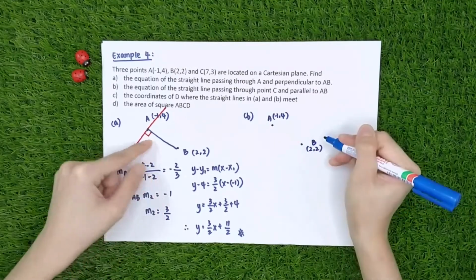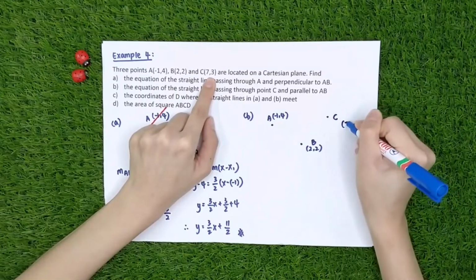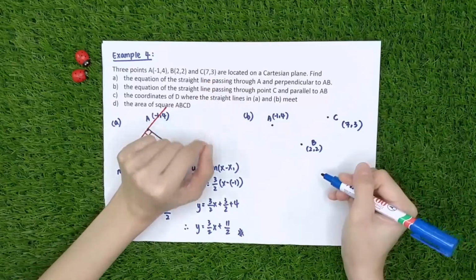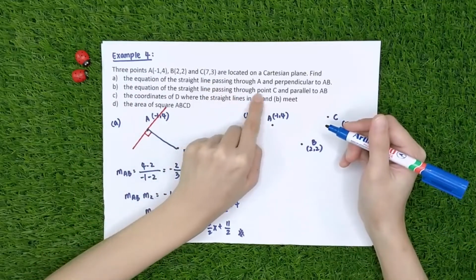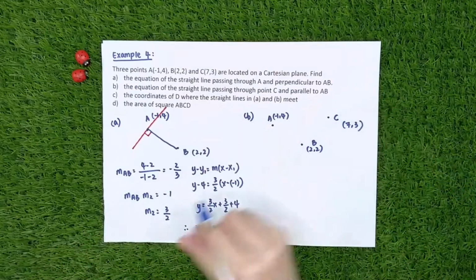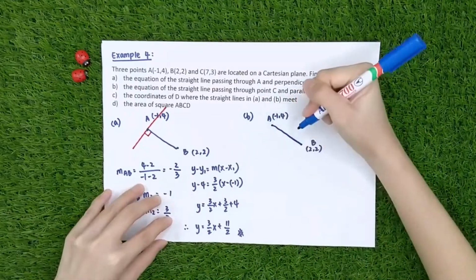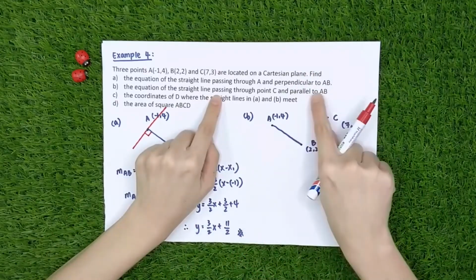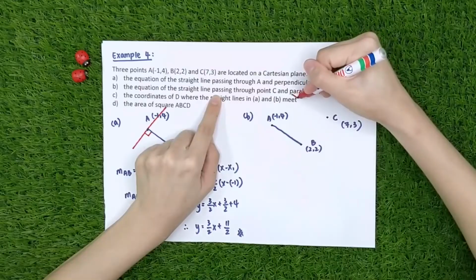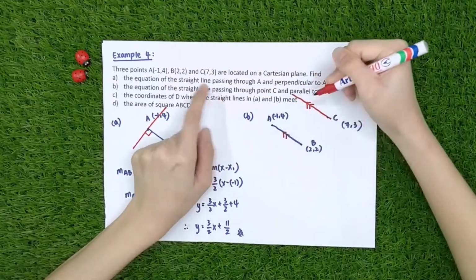This is B. Okay, C will be (7, 3). Okay, C (7, 3) is here. So the equation of the straight line passing through C and parallel to AB. Okay, my AB is here. My straight line AB is here. The line which is parallel to AB means it is here, parallel to AB.